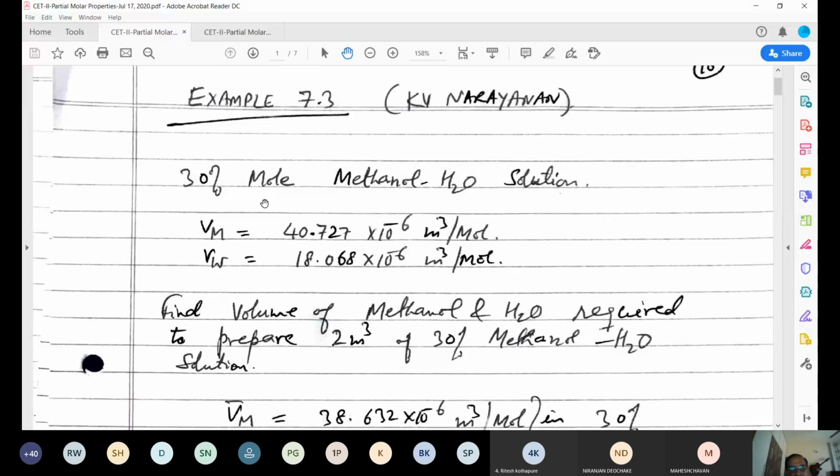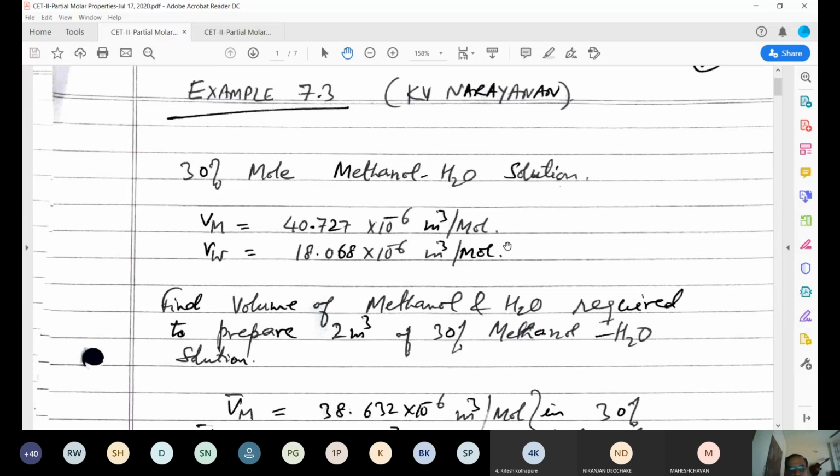So we have to make a 30% mole percent methanol water solution. What is given is the molar volume of pure methanol is 40.727 into 10 to the power minus 6 meter cube per mole, and the molar volume of pure water is 18.068. We normally take 18 as round off, but he has given the exact value, into 10 to the power minus 6 meter cube per mole.